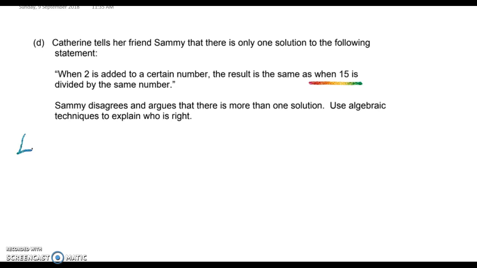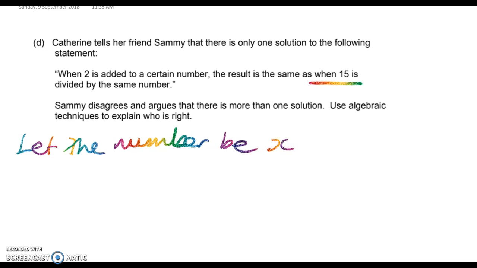So let's let the number be x. So we'll start by saying that. Now let's see what we've got. When 2 is added to a certain number, so that's x plus 2, the result is the same as when 15 is divided by the same number. So 15 divided by x gives me that.